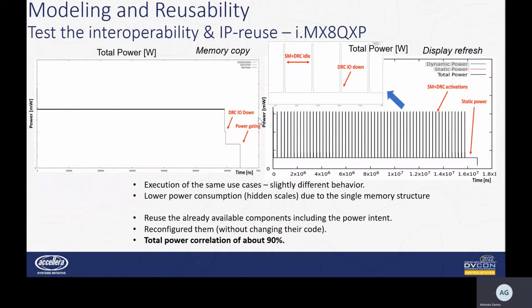What we cannot see here because the scales are hidden is that the power consumption is almost half the one of the QuadMax, again, due to the single memory structure, the smaller switch matrix interconnection block, and the lower clock frequency. The total power correlation with the measurements executed using Bay Libre is about 90%.